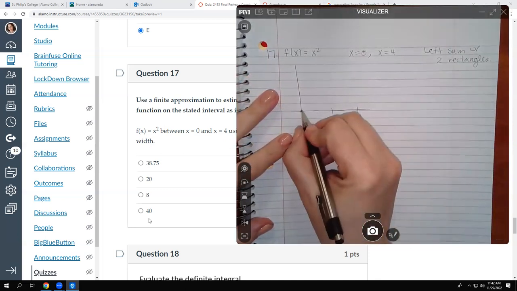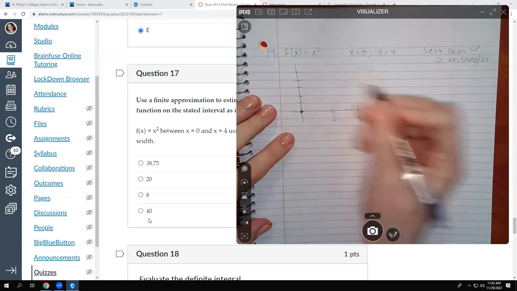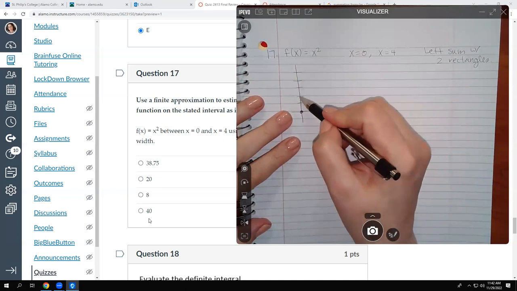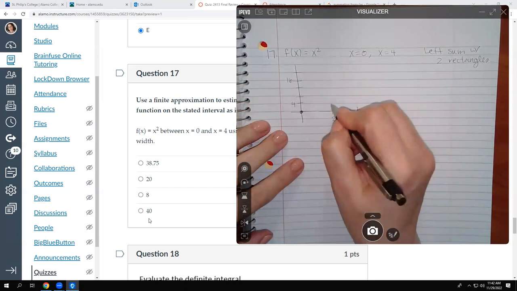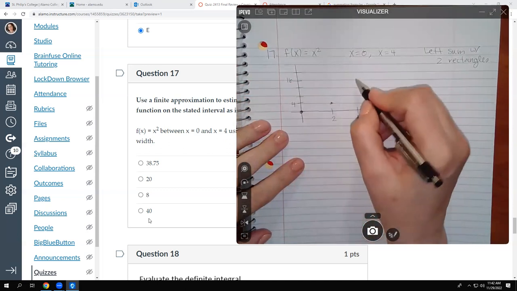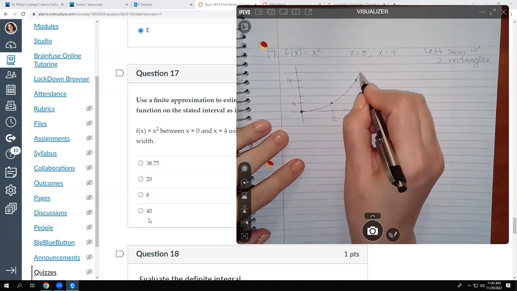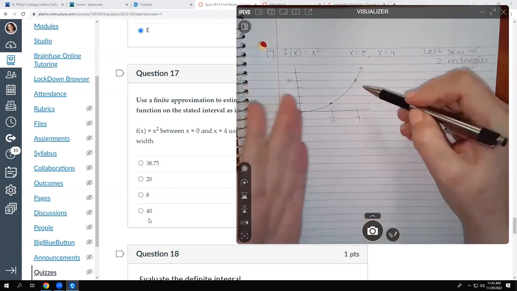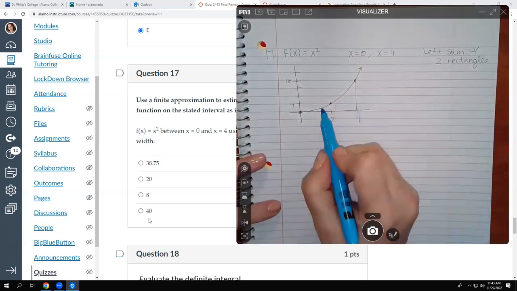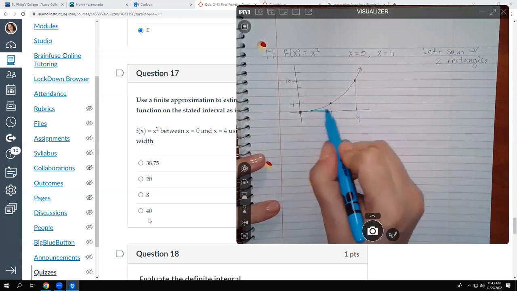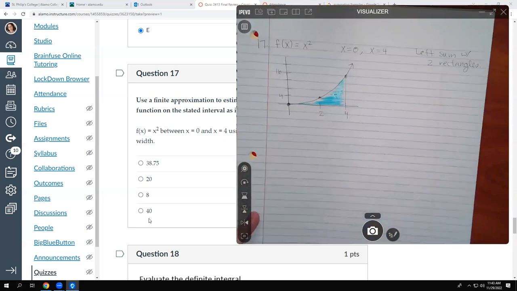So 0 squared is 0, right? 2 squared is 4. 4, 8, 12, 16. So that would be here. And then 4 squared would be 16. So it looks like this parabola, right? But I'm only looking at from 0 to 4. So it's essentially this region here. I'm going to color it in with my highlighter. Okay. So it's that region there.